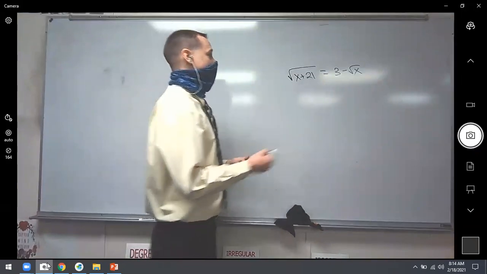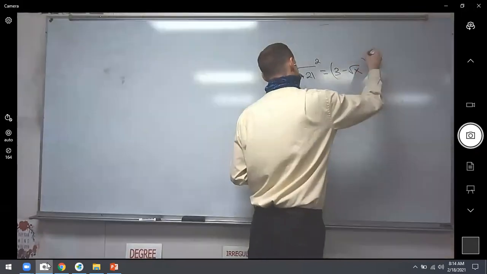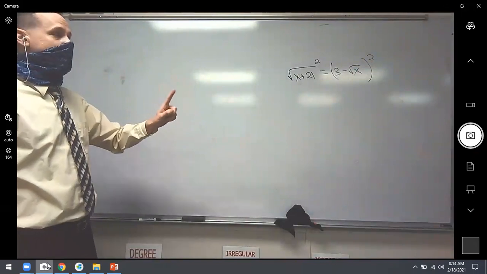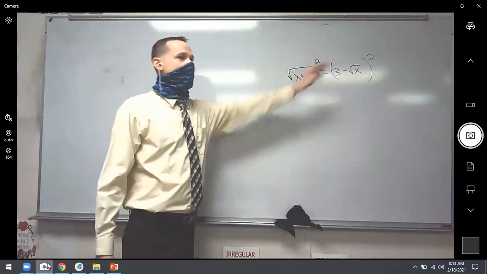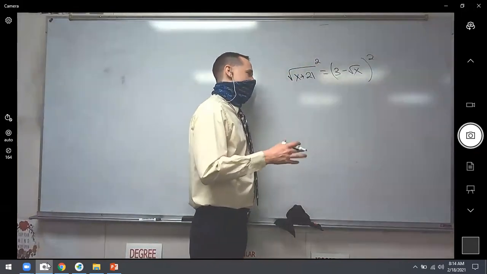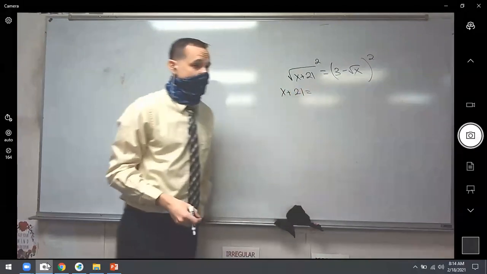Now, here's the tricky part, which sucks. If you square this side, you have to square this entire side. You cannot just square the terms individually. Squaring one side, you got to square the whole other side. Now, this kind of helps and it kind of hurts a little bit. On this side, it gets rid of the root. That's sweet.